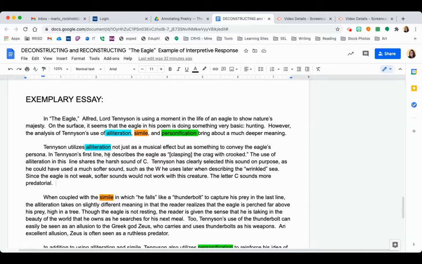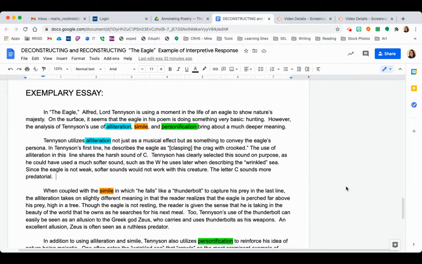In Tennyson's first line, he describes the eagle as clasping the crag with crooked, and then he says hands, but I just used the alliterative part. Remember, I used brackets to show that I changed the tense of the verb. The use of alliteration in this line shares the harsh sound of C. Tennyson has clearly selected this sound on purpose, as he could have used a much softer sound, such as the W he uses later when he describes the wrinkled sea. Since the eagle is not weak, softer sounds would not work with this creature.